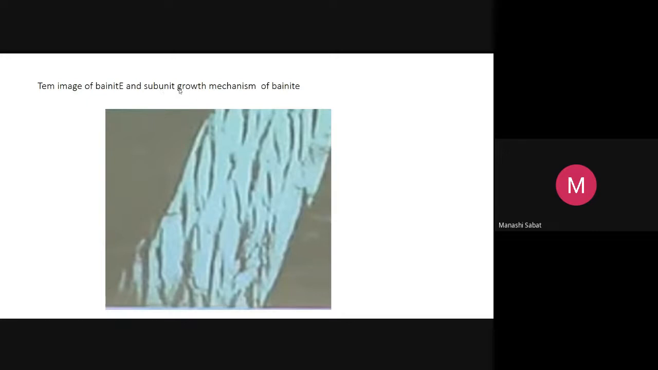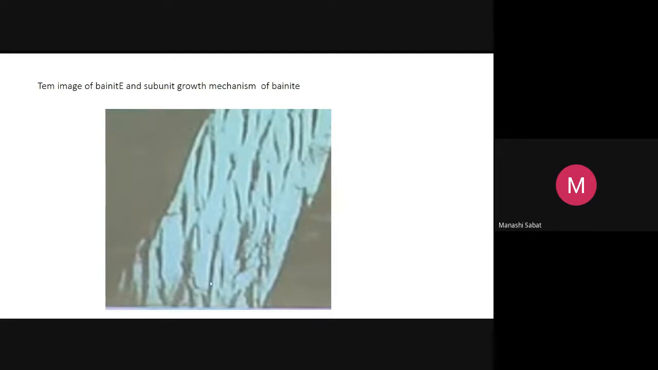this is a subunit growth mechanism. It is looking like that. This is a whole bainite, but actually this is not a whole bainite. This is looking like a whole bainite, right? But this is not a whole bainite. This is a subunit growth mechanism.